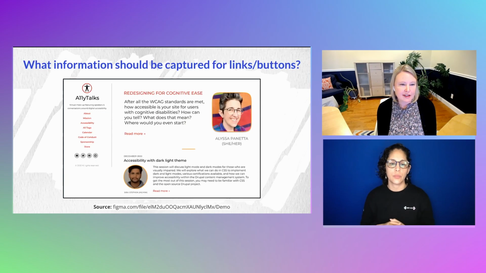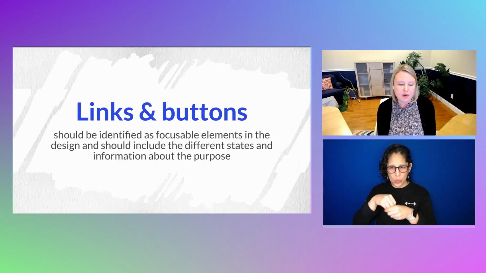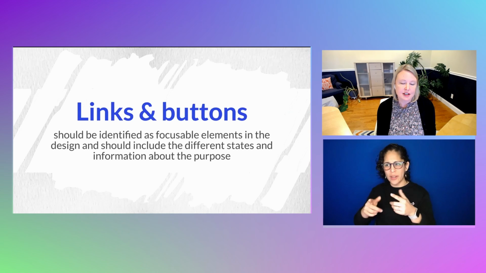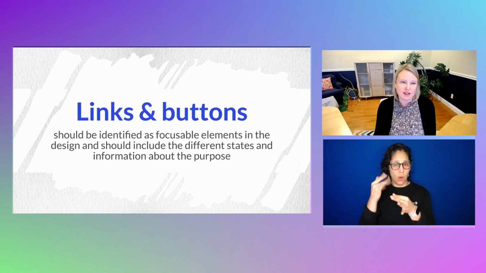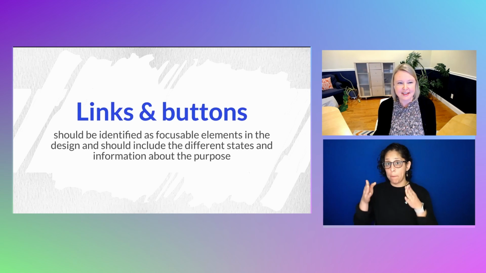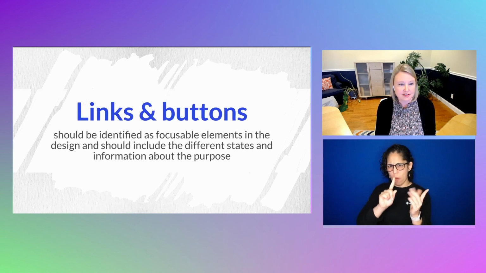So looking again back at our demo, what information should be captured for links and buttons? Links and buttons should be identified as focusable elements in the design and should include the different states and information about the purpose. So the main success criteria around this one is 1.3.1, info and relationships, because we want to make sure that that relationship, that information is presented to the user. If you're using a screen reader and you run across a button, let's say, that doesn't have information about where it's taking you or what action you're going to take, you might be reluctant to press that.